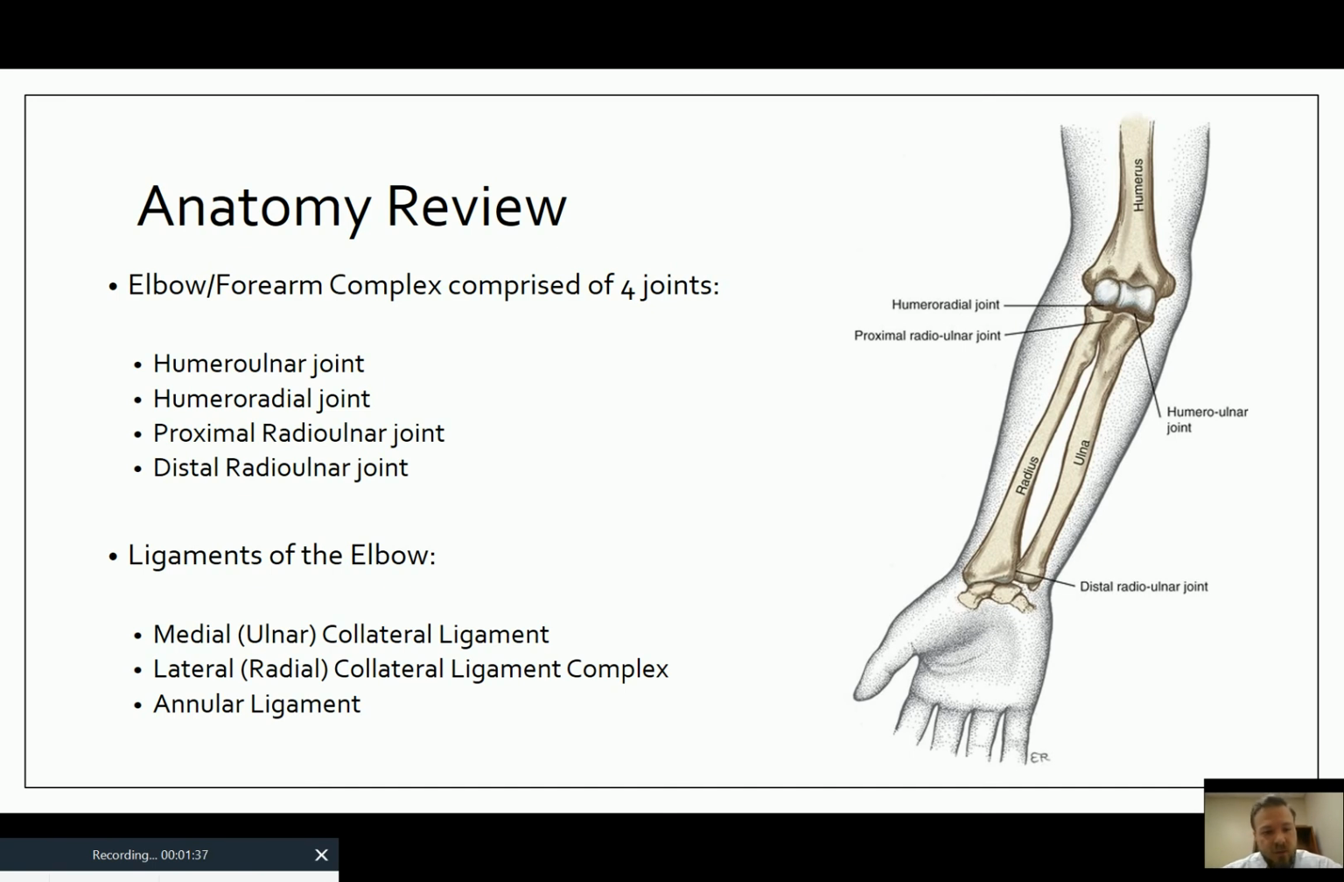Again, ligaments of the elbow. The main 3 are the medial collateral ligament, also known as the UCL or the ulnar collateral ligament, the lateral collateral ligament complex, which is also known as the radial collateral ligament complex, and then the annular ligament, which surrounds the radial head.